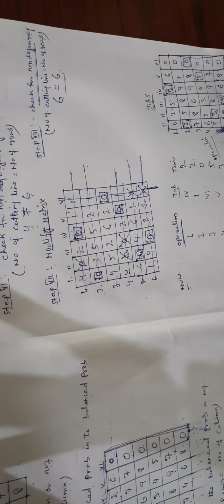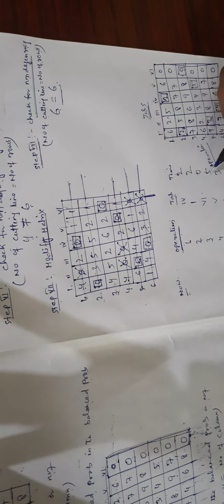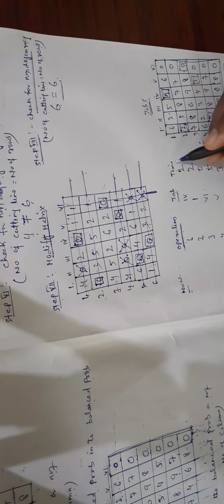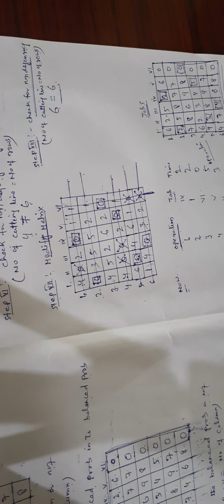After adding this up we are getting 2 plus 2 plus 0 plus 5 plus 3 plus 4, which is 16 hours per minute. So this is your answer. Okay, thank you very much.